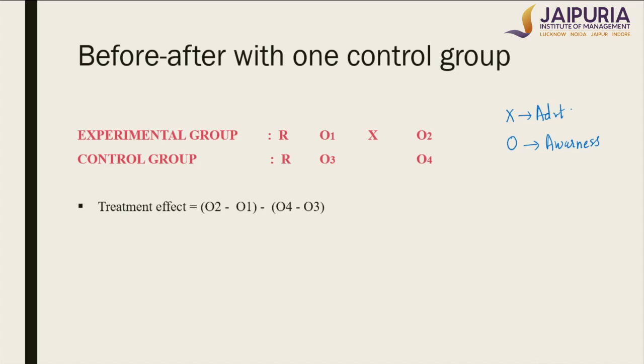These groups are as homogeneous as possible. After that, we observe awareness in both the groups at the same time. Suppose initially, awareness in the experimental group comes out to be 20%. Since control group is similar to the experimental group, we are expecting the same awareness in the control group also. After that, we are applying treatment or we are showing this advertisement to the experimental group, and then again we are observing the awareness both in the experimental group and control group.